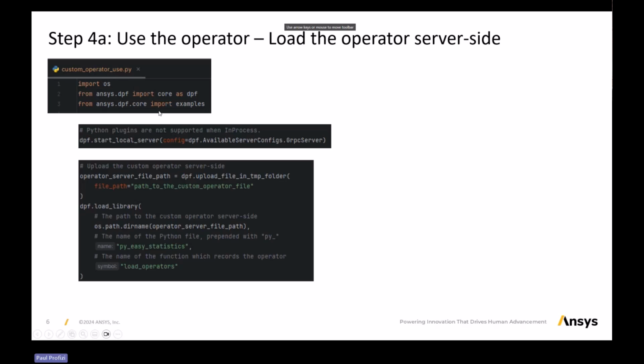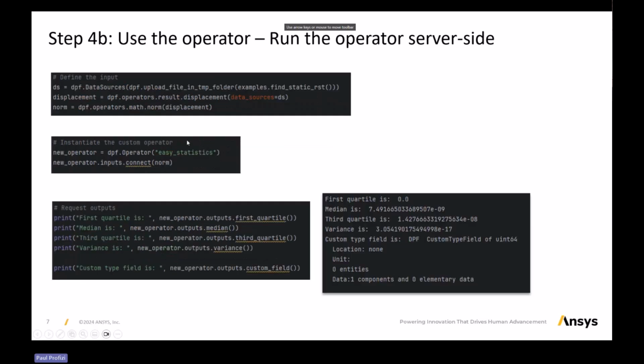I do some imports. Then I start a gRPC server for DPF because sadly the custom plugin and custom operator feature is not available when we are in process, but that's not such a big issue. And then what I do is upload the file server side, and then I load it, calling dpf.load_library, giving a path to the operator file, giving the name, and then I say the name of the function to load the operator and record it.